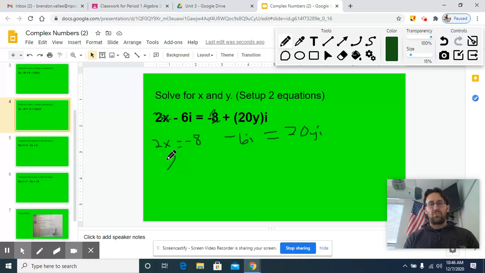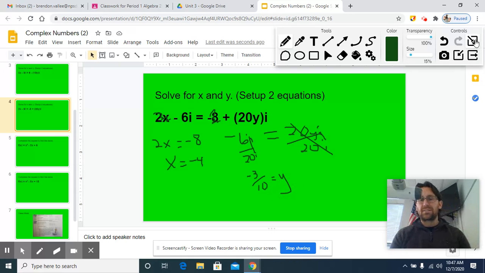So divide by 2, x equals negative 4. And then here I would divide by 20i on both sides. So negative 6 over 20 reduces to negative 3 over 10. And the i's cancel. So we're left with y equals negative 3 over 10.